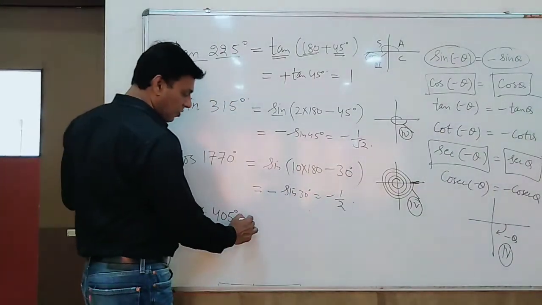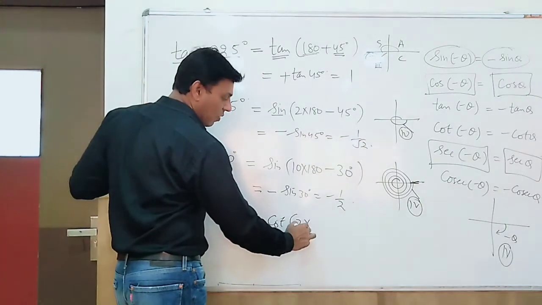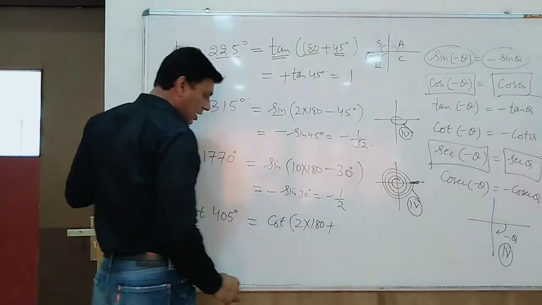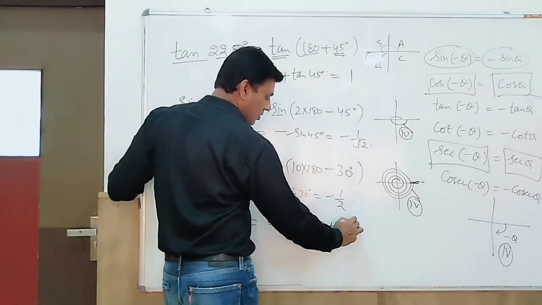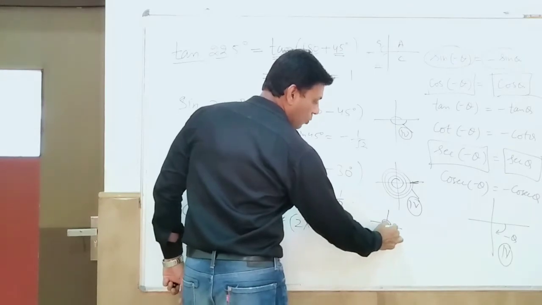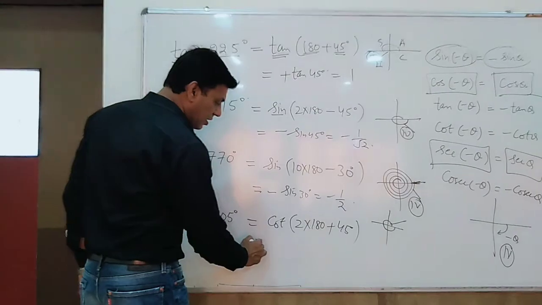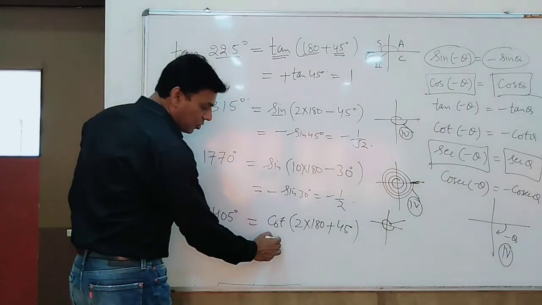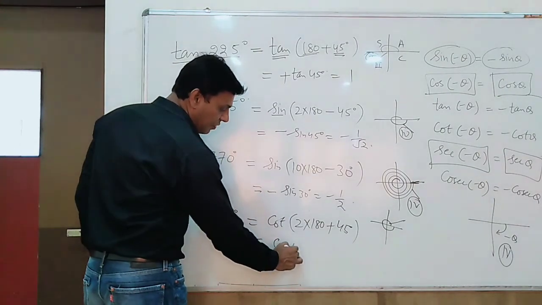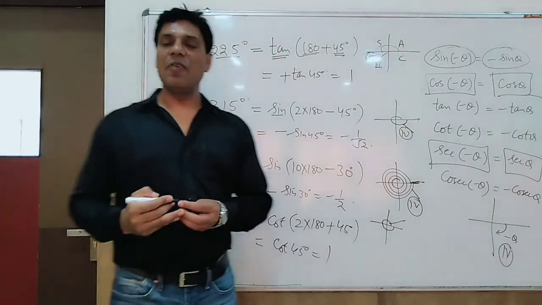Now cot 405 degrees. You can write it as 2 into 180, that is 360, plus 45. You can break it like this. So 2 into 180 plus 45 means you are in the first quadrant, where all trigonometric ratios are positive. So we will write positive cot 45 degrees, which is equal to 1. So this way we can do the questions.